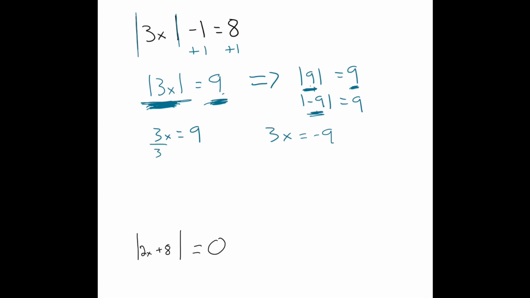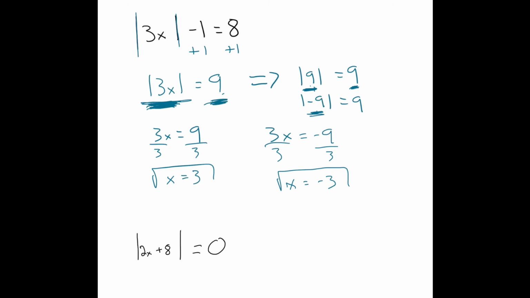So we're going to go ahead and divide our 3. X is going to be equal to 3. And then go ahead and divide our 3 over here. X is equal to negative 3. So our solutions would be 3 and negative 3.